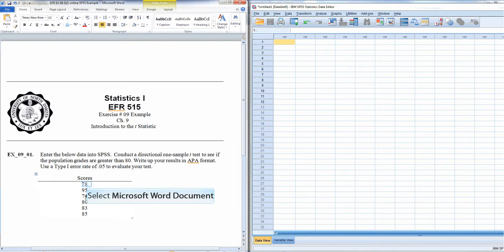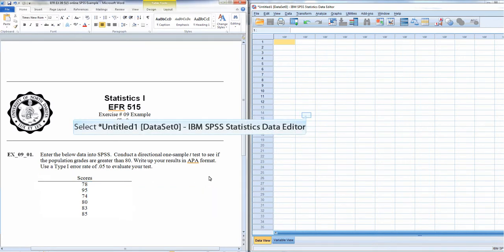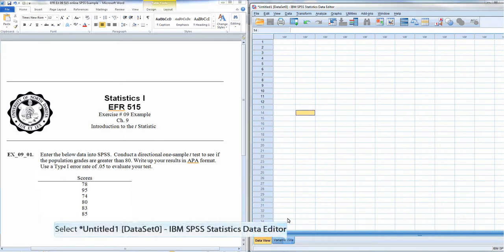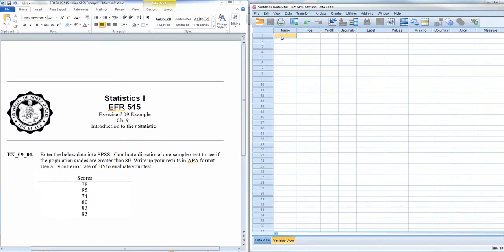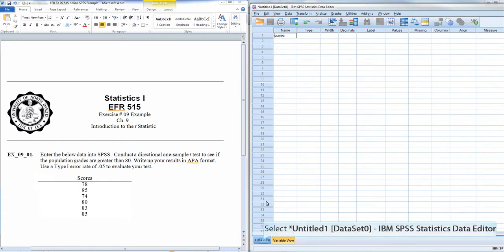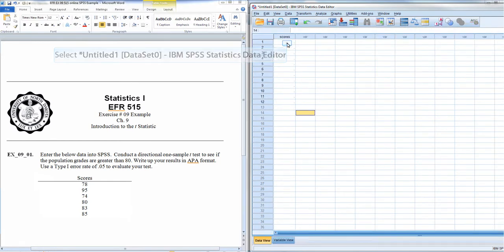So here's our data, here's our scores, and the first one is 78. So I'm going to go over to variable view in SPSS. I'm going to click on that, and I'm going to type in the name of the variable, which is scores. And then I'm going to go to data view and type in the data. So we have scores of 78, 95, 74, 80, 83, and 85.